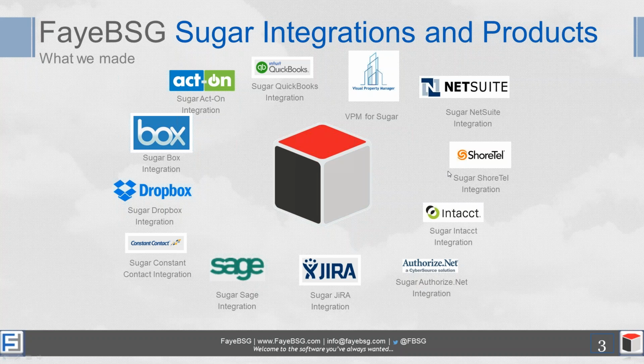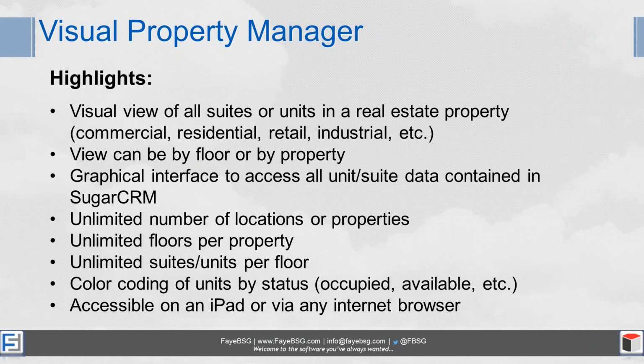And that takes me into the Visual Property Manager. So Visual Property Manager has a bunch of great things in it. It gives the users a visual view of all the suites or units in a property. And the property can be commercial, residential, retail, or industrial. It's not limited. The view can be of the whole property or just floor by floor. It's a graphical interface to all data that's contained in your CRM software. And in this case, it's SugarCRM.